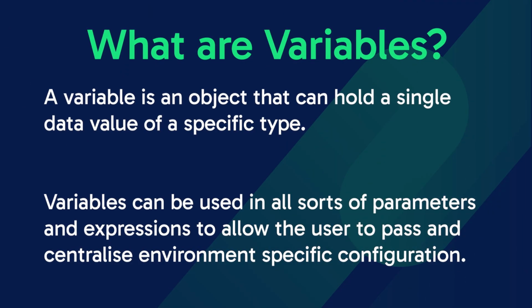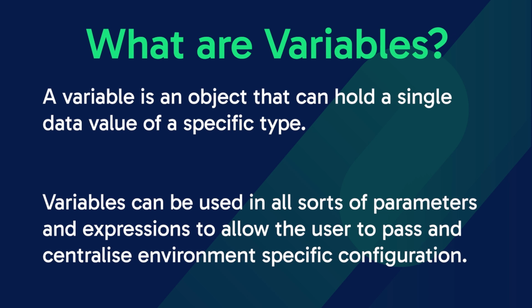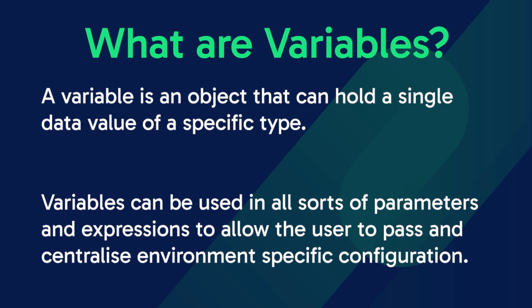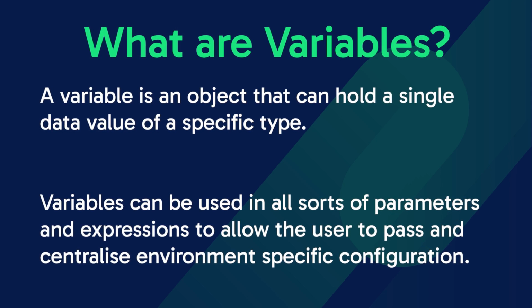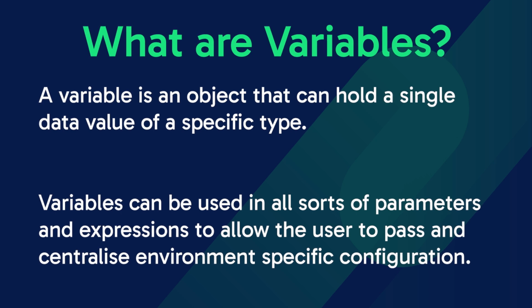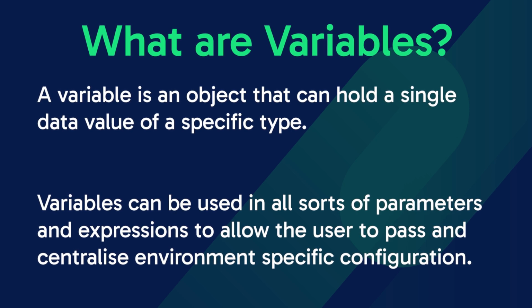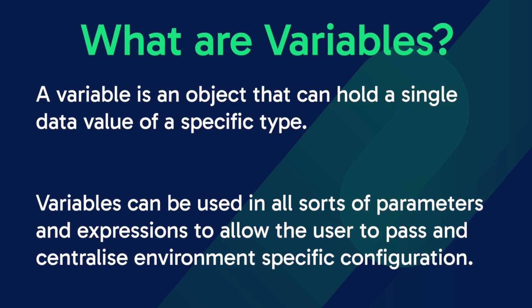A variable is an object that can hold a single data value of a specific type. Variables can be used in all sorts of parameters and expressions to allow the user to pass and centralize environment-specific configuration.